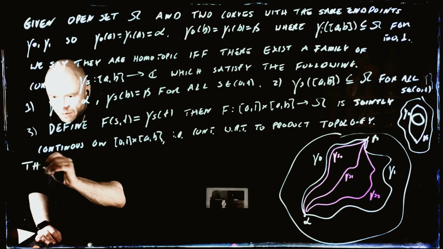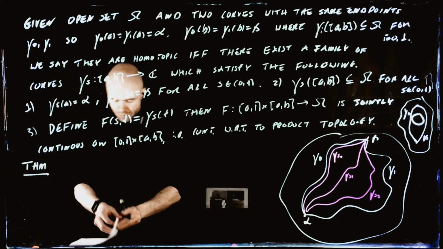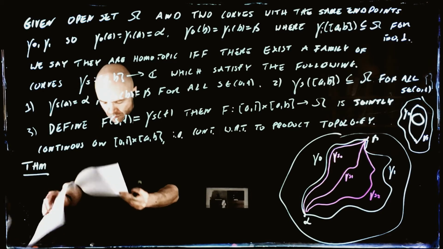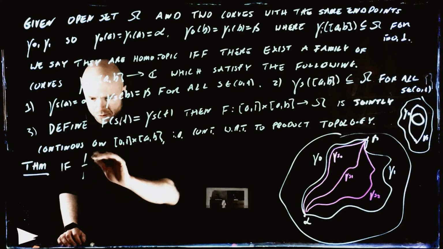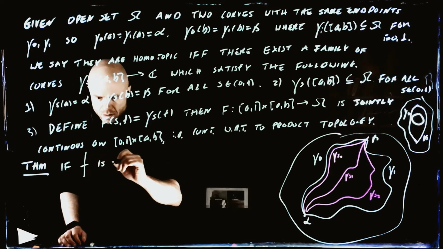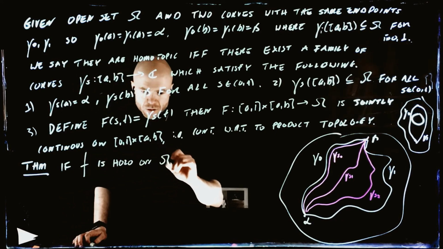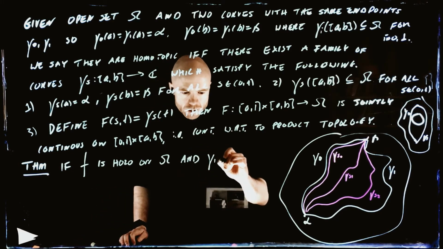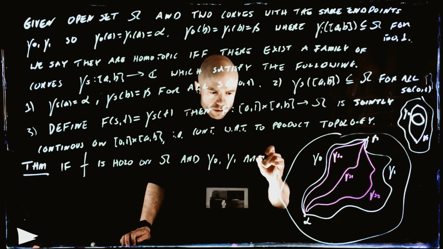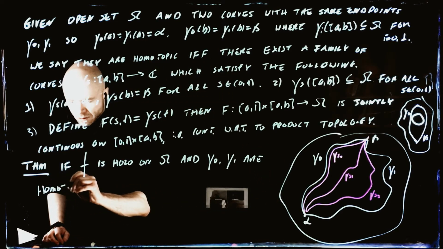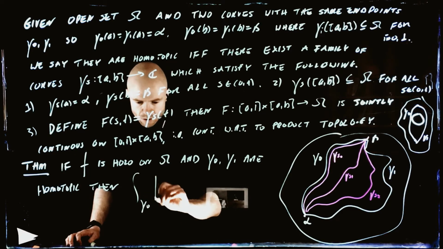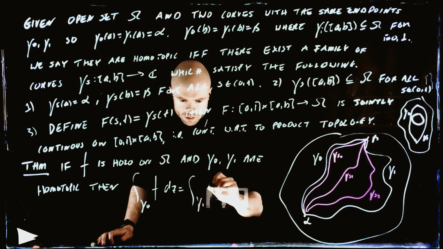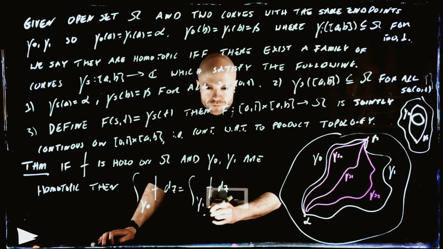So this is our theorem. If f is holomorphic on omega, and gamma 0 and gamma 1 are homotopic, then this integral around gamma 0, f dz, is actually equal to this integral. Okay, this is what's true.